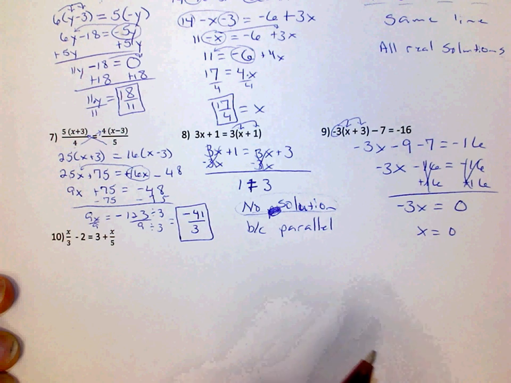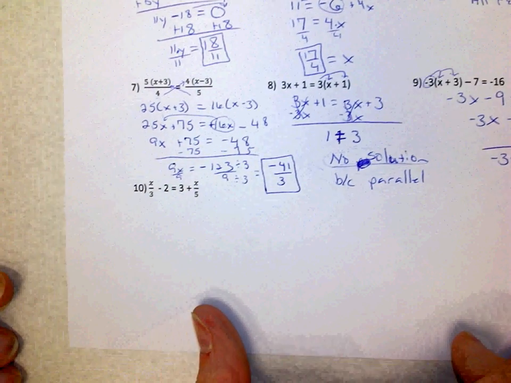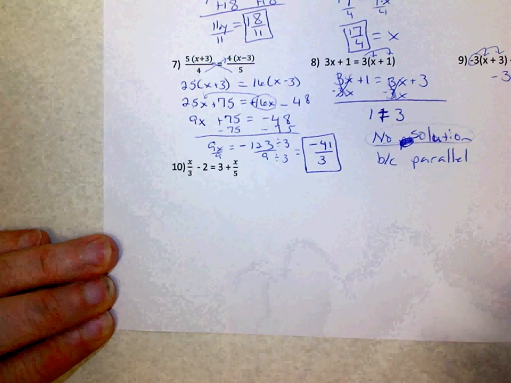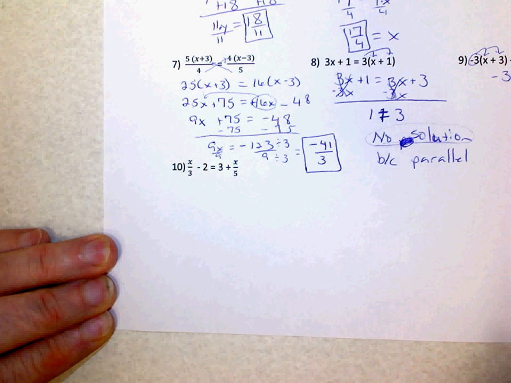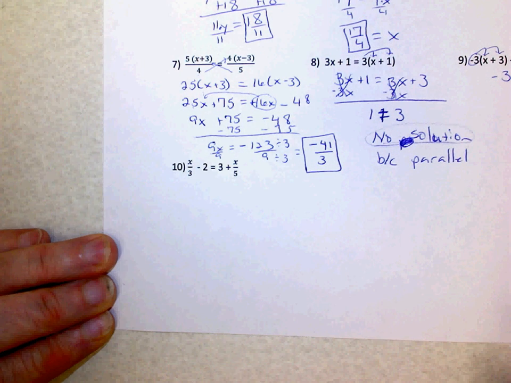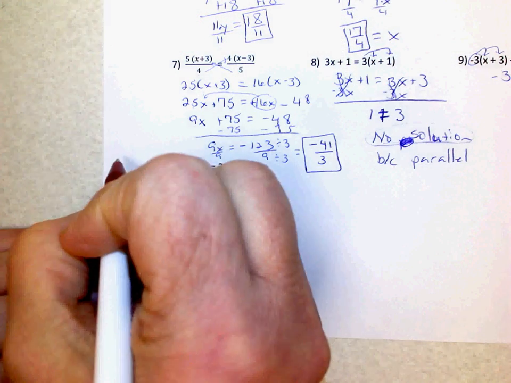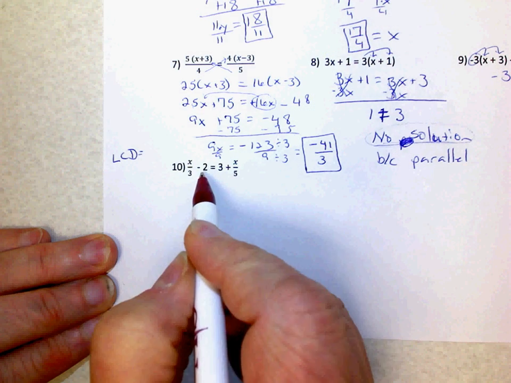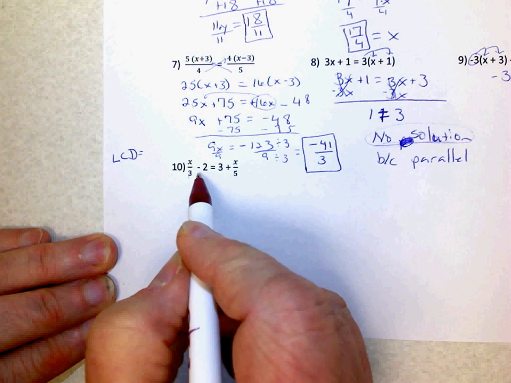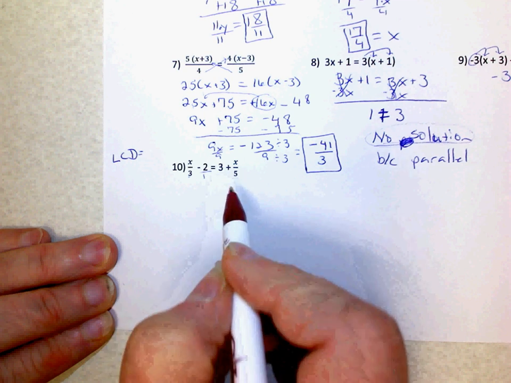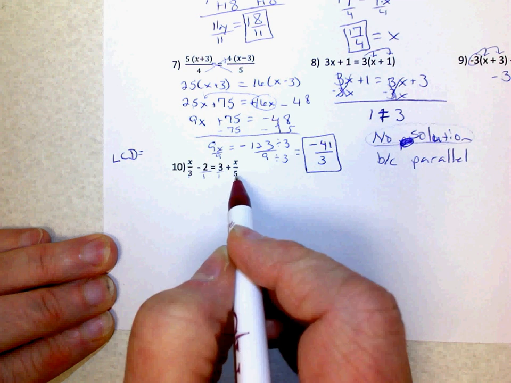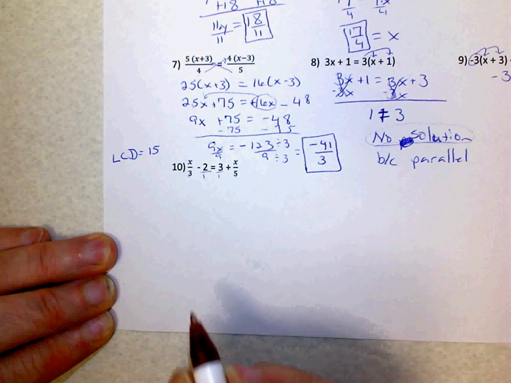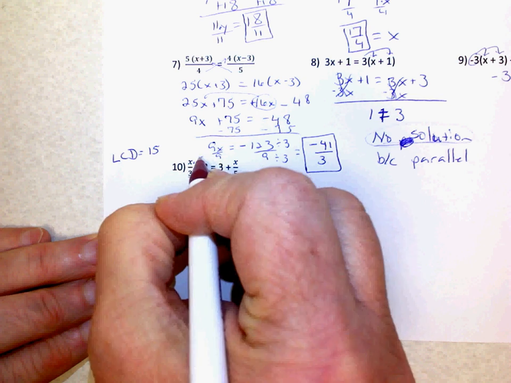Now, oh yuck. Are you friends with fractions? Then you are going to like this problem. If you're not friends with fractions, let's kill the fractions up front. We have an LCD, or we have a fraction with a denominator of 3, denominator of 1, denominator of 1, denominator of 5. So our LCD is 15. So we times by 15 to every term.